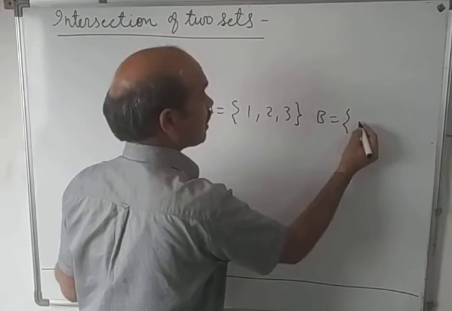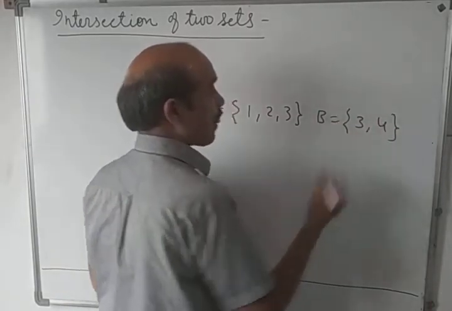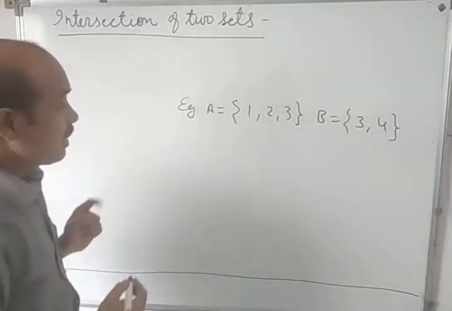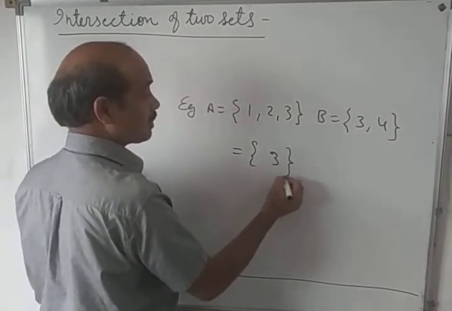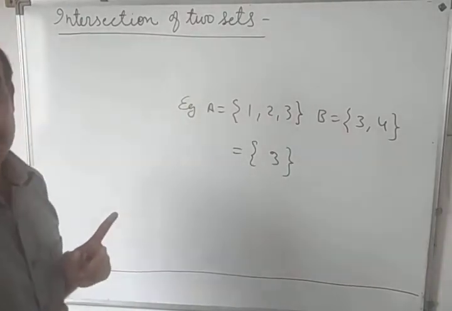If A is having 1, 2, 3 and B is having 3, 4, then the intersection of A and B will have only 3, which is common in both.